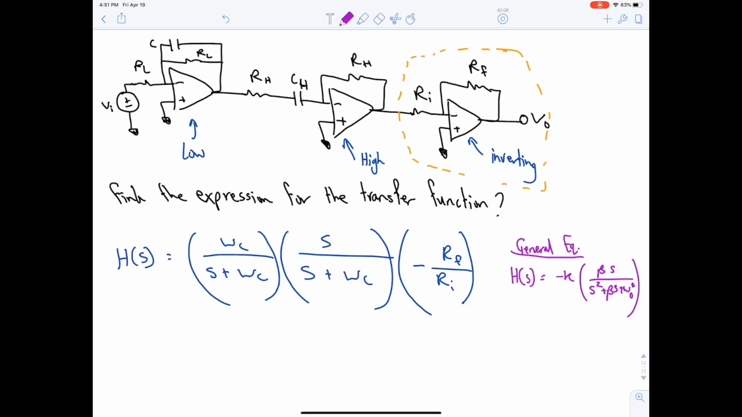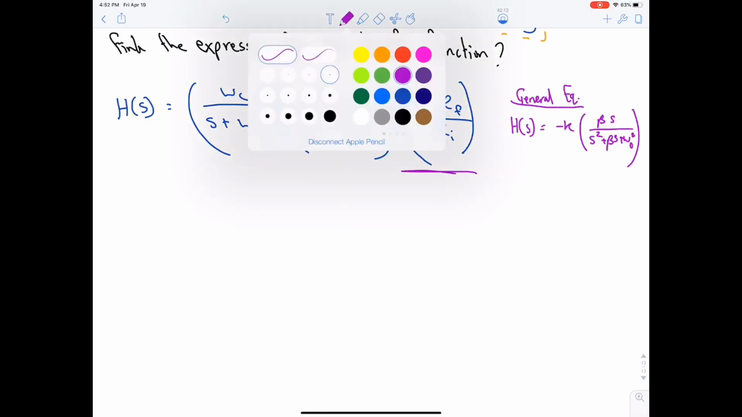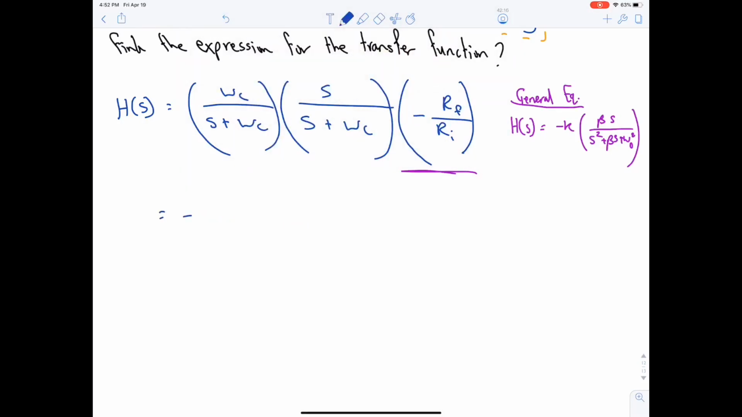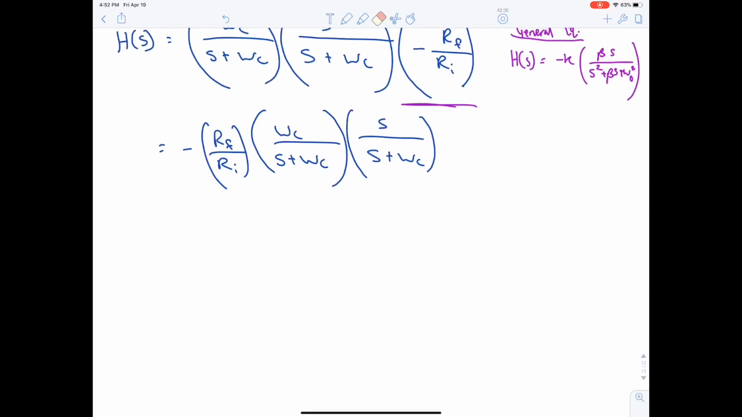Okay, let's first take out the k. Where's the k? This is the k. So we're going to say it's minus Rf over Ri. We're done with the k now. Okay, omega c divided by s plus omega c multiplied by s over s plus omega c. Now, let's multiply these two terms together and see what we will get. Minus Rf over Ri multiplied by omega c s.